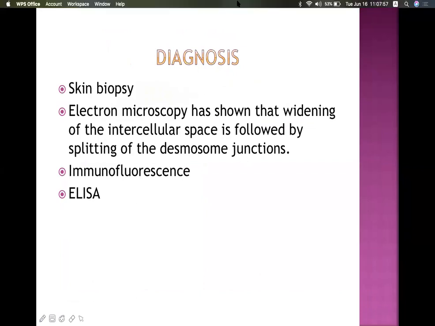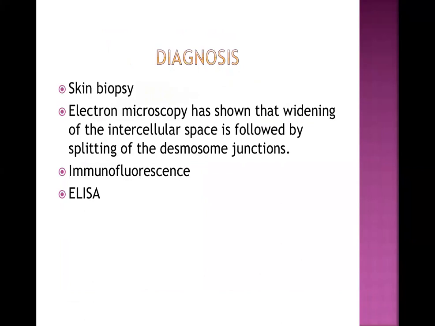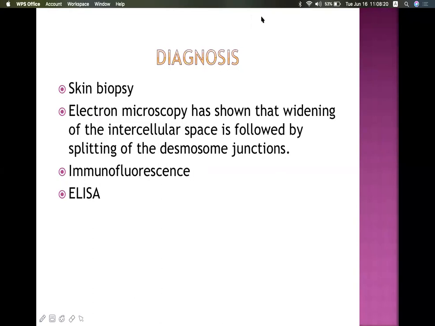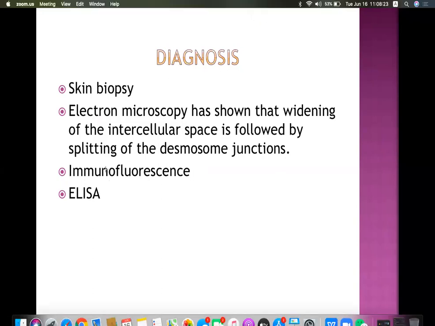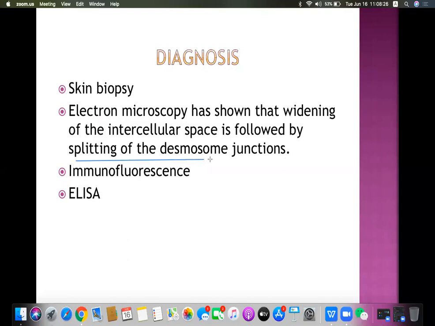Now, how do we confirm the diagnosis in case of Pemphigus vulgaris? One is skin biopsy, which we have just seen, with typical histopathology appearance. Another one is electron microscopic examination. If we do electron microscopic examination, we can see splitting of the desmosome junction. With light microscopy, that cannot be seen. We need electron microscopy to see the splitting of the desmosome junction in this disorder. But electron microscopy is not done for clinical diagnosis. This is done for research purposes only.